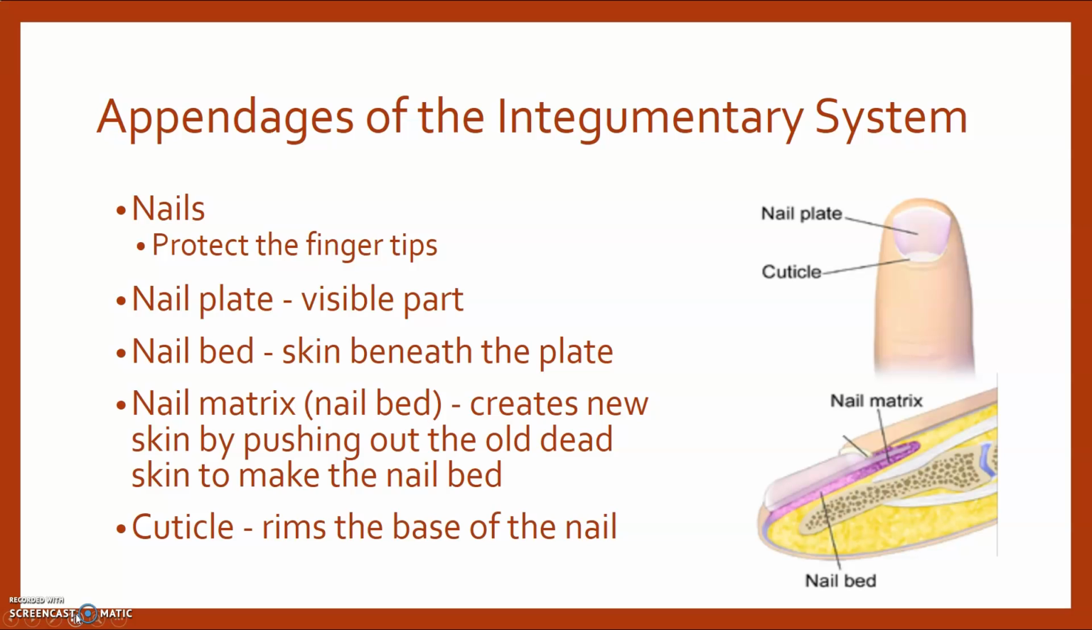The nail matrix is important because this is where your fingernails and your toenails start to grow. The nail matrix creates new skin by pushing the old dead skin to make the nail bed. And the last part of nails we have is the cuticle. This is what rims the base of the nail.